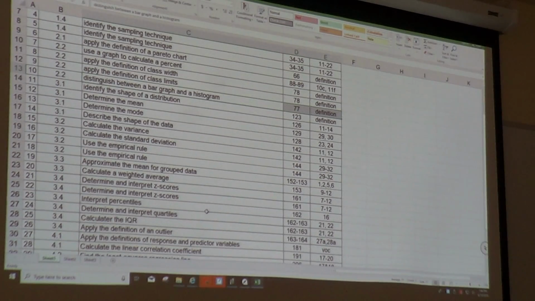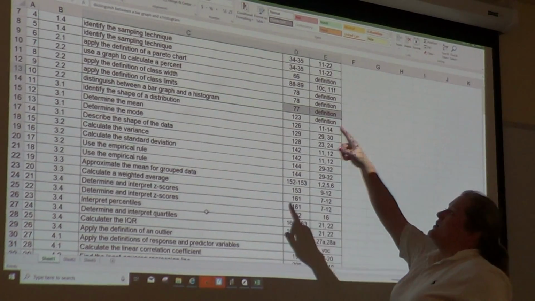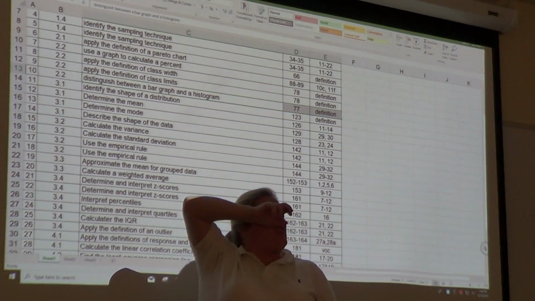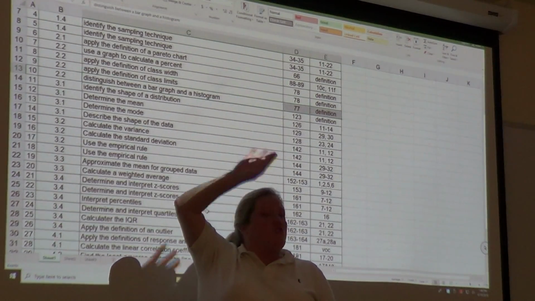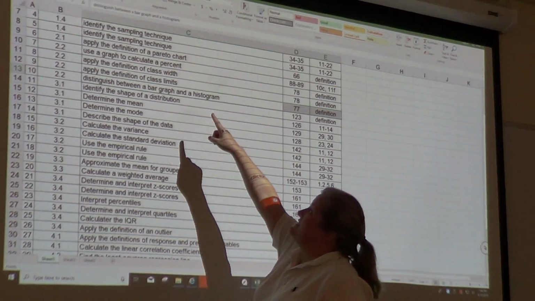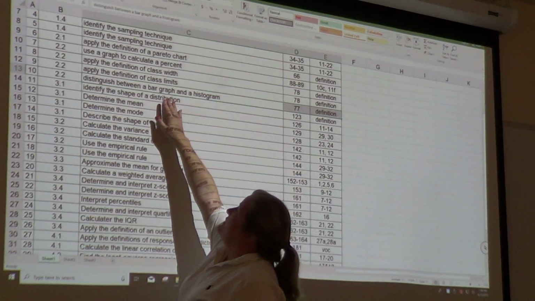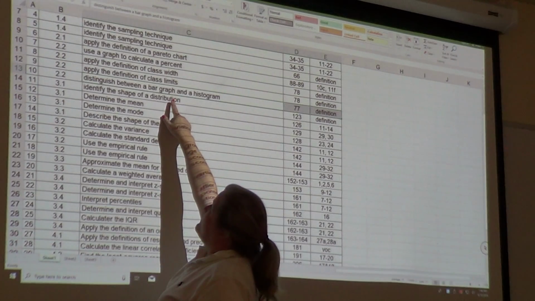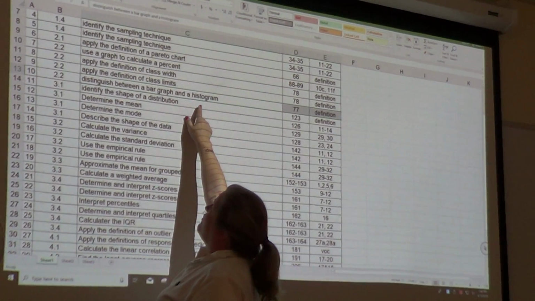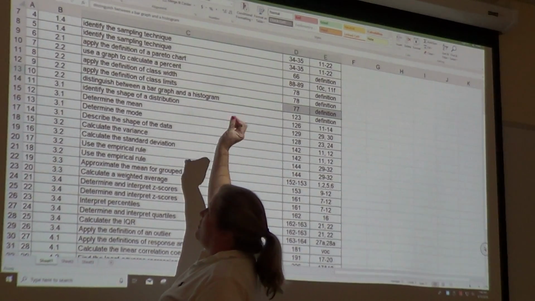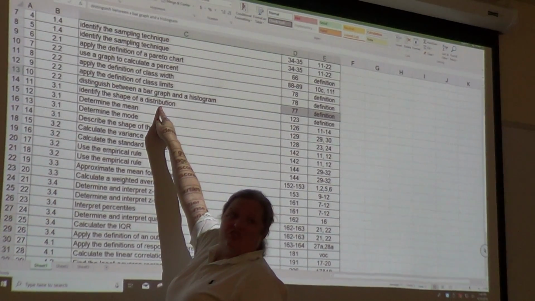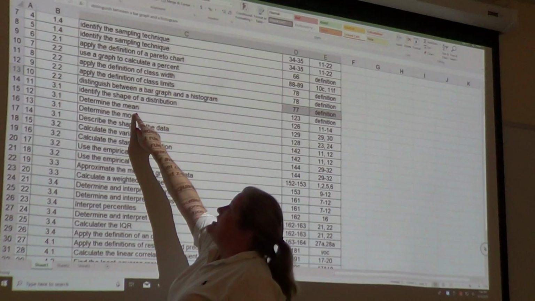As far as what's going to be on the test, we've done Pareto charts. Now, in this class, do Pareto charts go from least to greatest or greatest to least? Greatest to least. Pareto charts go in descending order. Class width, class limits, we talked about those last time, the difference between a bar graph and a histogram, we talked about them touching. The shape of the distribution means is it left skewed, right skewed, or symmetric.